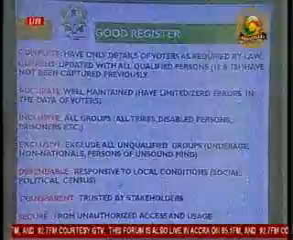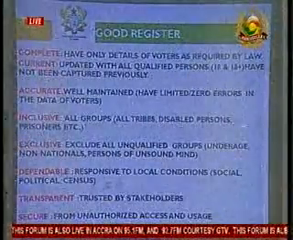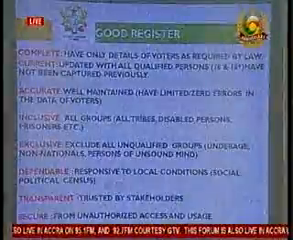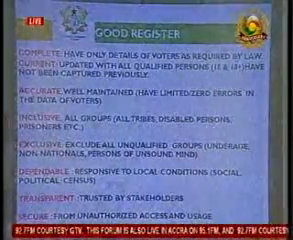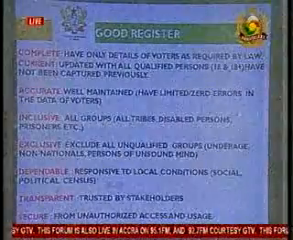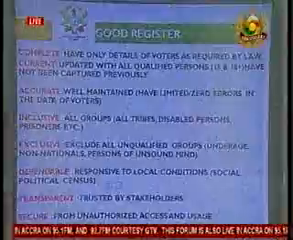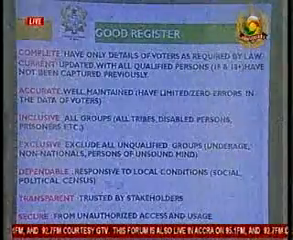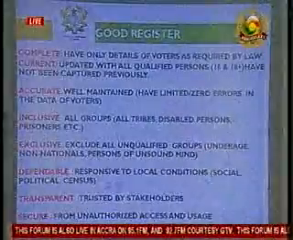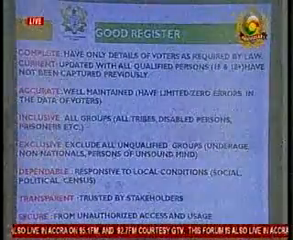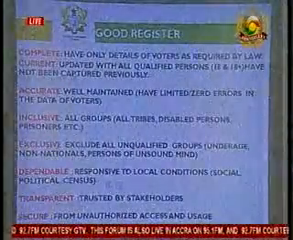But it must also be exclusive. It must exclude all unqualified groups. I think we've heard a lot on underage voters, non-nationals, and we have conveniently left out persons of unsound mind, which may actually be the largest category so far. A good register must also be dependable. It must be responsive to local conditions. So when there's a census, we must take that into account, and we must update the register accordingly.